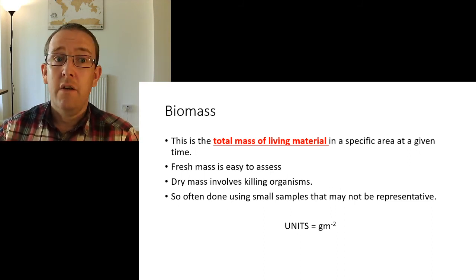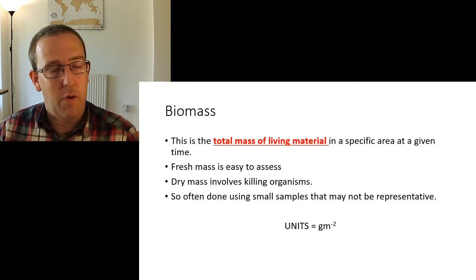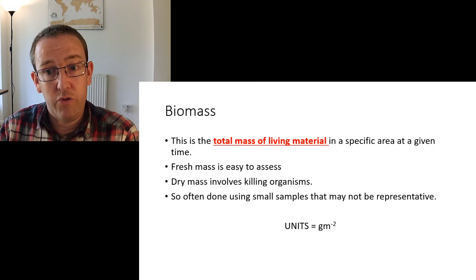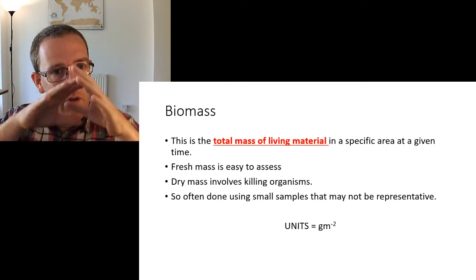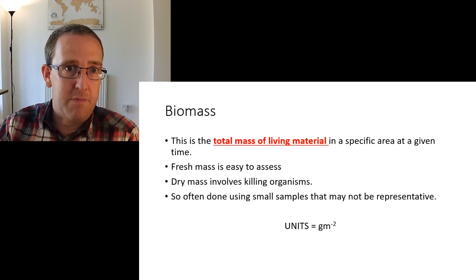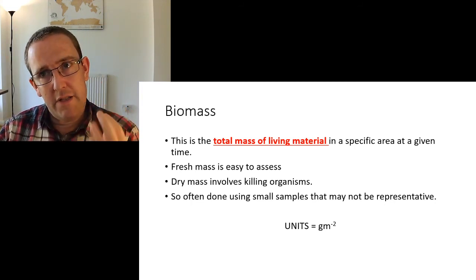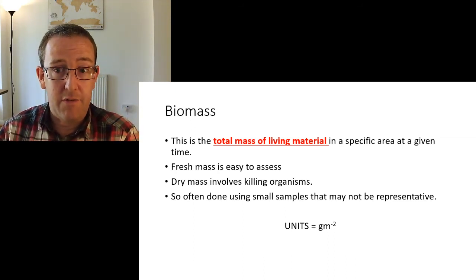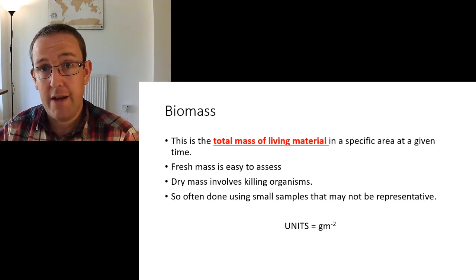So you go in, you want to know how much mass there is in an environment. You might take a sample, so you use small samples that might be representative. You might just weigh that and go, okay, well, one little tree weighs this much, so I know there are this many trees, multiply that up, job done. That's not that great, because if there's loads of water in that material, it's quick and it's easy, but it doesn't give you an idea of the actual energy value there.